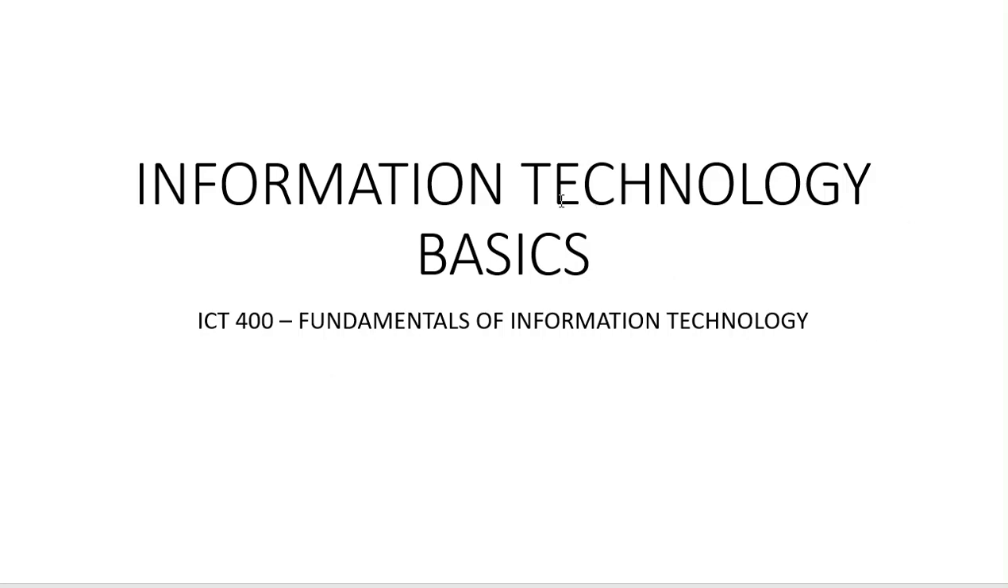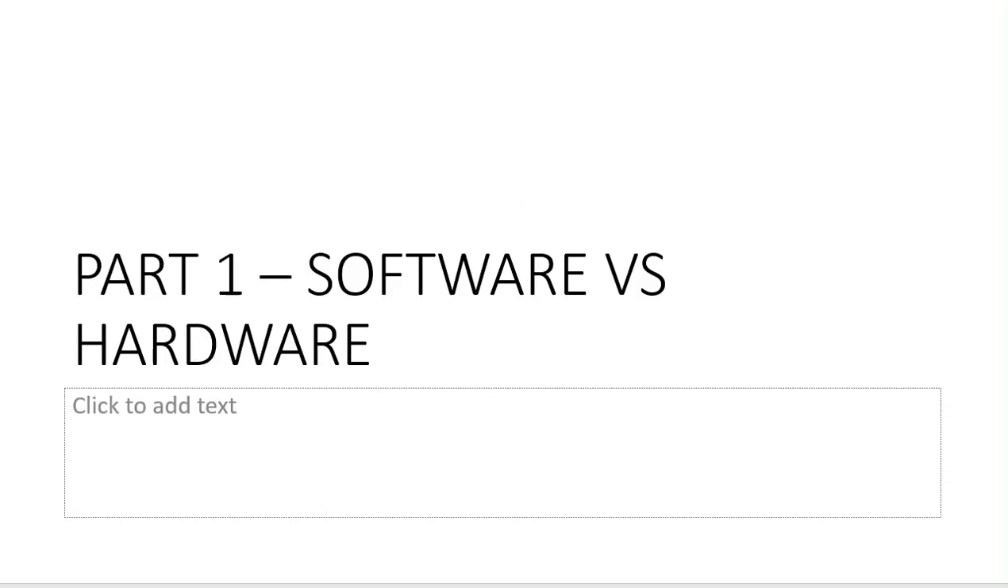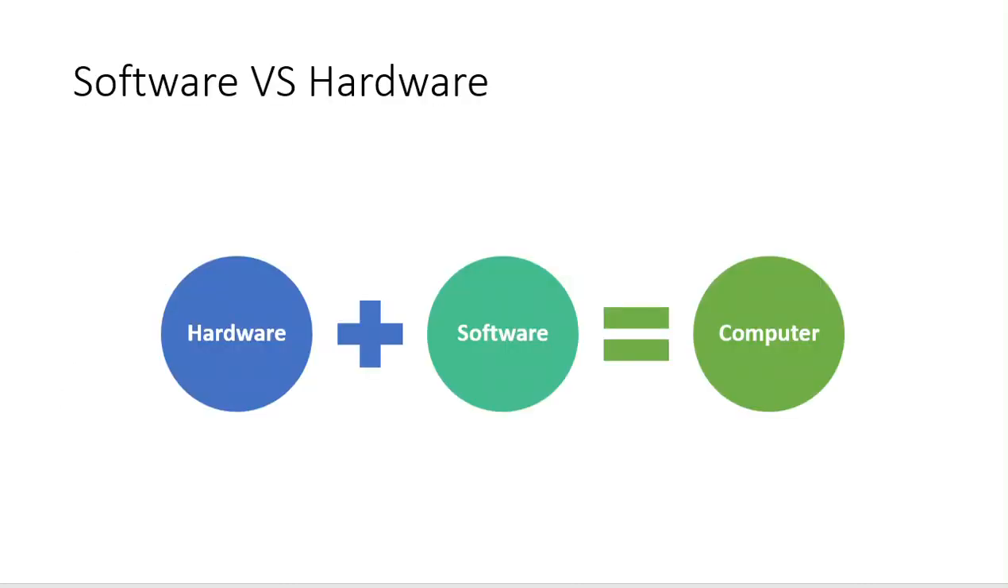Okay, for chapter 2, we are going to cover software versus hardware in more details compared to chapter 1. Components of computer system unit, input and output, storage, process, user interaction, and file organization. Okay, so for today, we have part 1, software versus hardware.